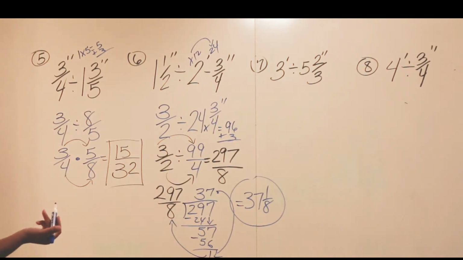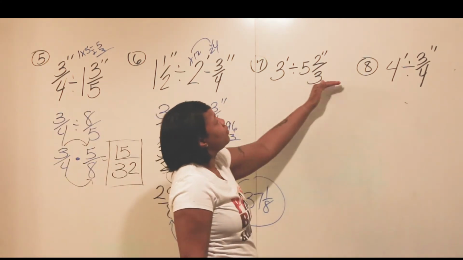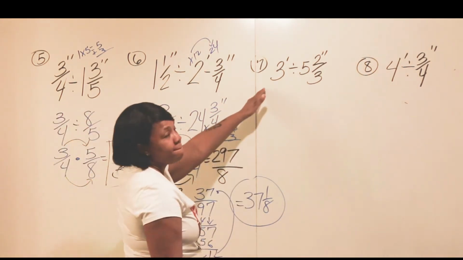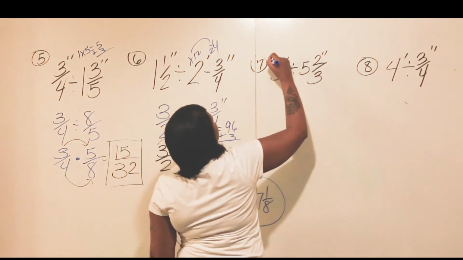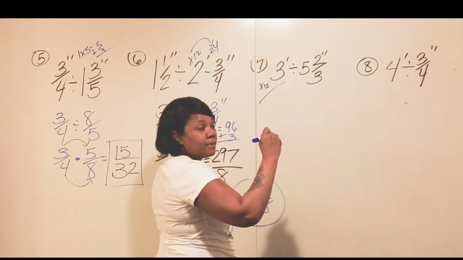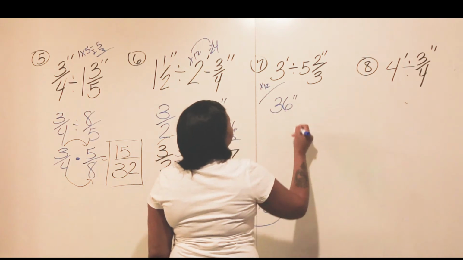All right, so let's look at number 7. So we got 3 feet divided by 5 2/3 inches. So again, anytime we're dividing, the measurements have to be the same before we drop the measurements, right? So what do we need to do with this 3 feet? 3 times 12. So 3 times 12 is? Yep, 36. Now we got our 36 inches.